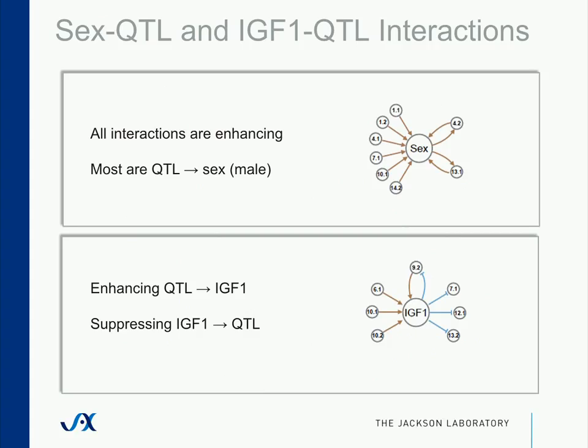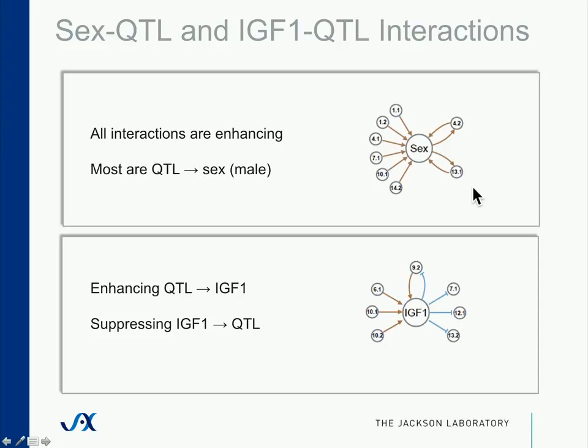First, we looked at the QTL covariate interactions, that is to say sex by QTL and sex by IGF-1 interactions, and saw a couple of interesting patterns. So the first thing we saw in terms of sex, so this is encoded for the male sex, we saw that all the QTL interactions with sex were all positive. So these are all enhancing interactions, and the vast majority were these QTL two-sex interactions.